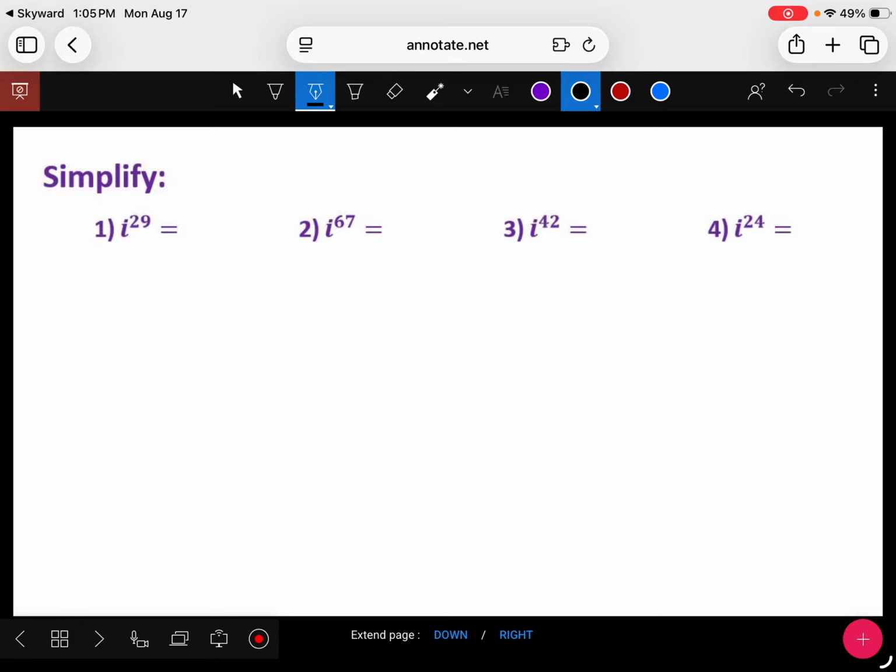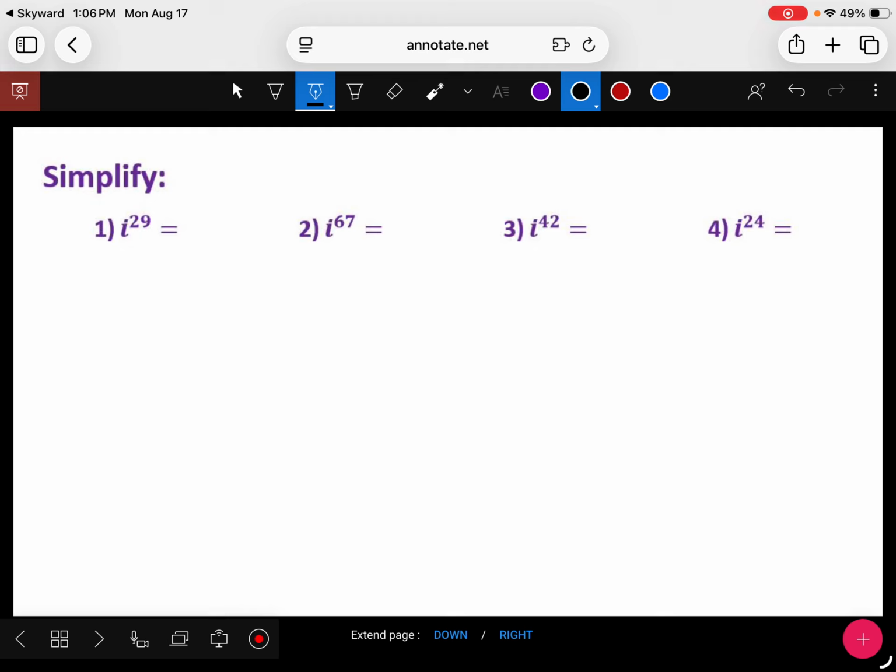It would be helpful for you if you could remember these 4. If you could remember that i equals i, i squared is -1, i cubed is -i, and i to the 4th is 1. That would help you, because remember, it's only going to be these 4 answers.